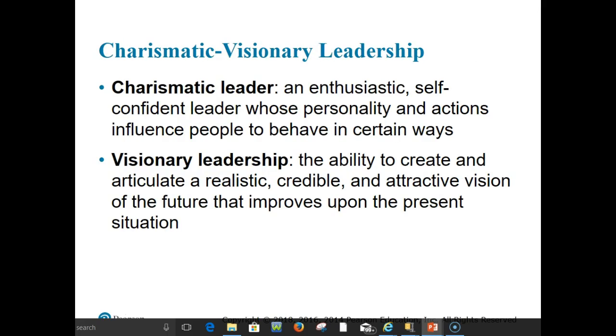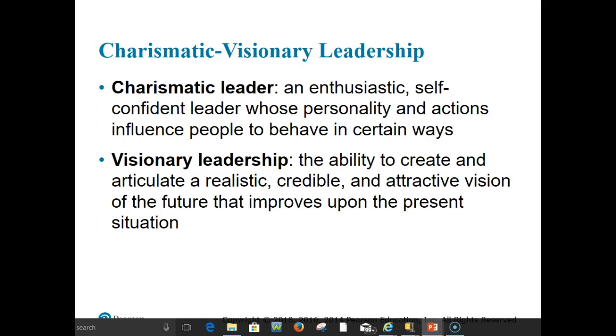Now, a charismatic leader is an enthusiastic, self-confident leader whose personality and actions influence people to behave in certain ways. Several authors have attempted to identify personal characteristics of a charismatic leader. The most comprehensive analysis identified 5 such characteristics. They have a vision, the ability to articulate that vision, a willingness to take risks to achieve that vision, a sensitivity to both environmental constraints and follower needs, and behaviors that are out of the ordinary.